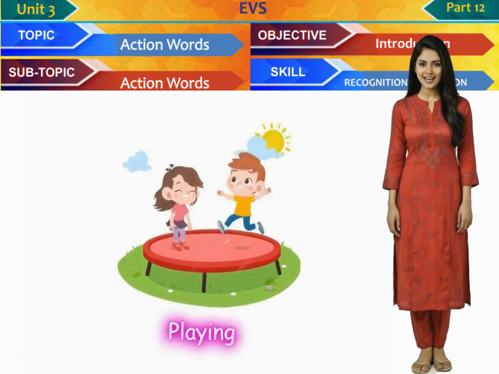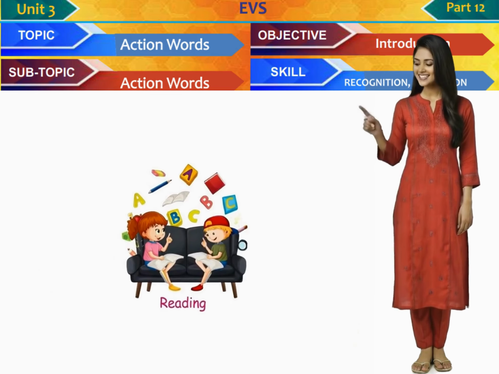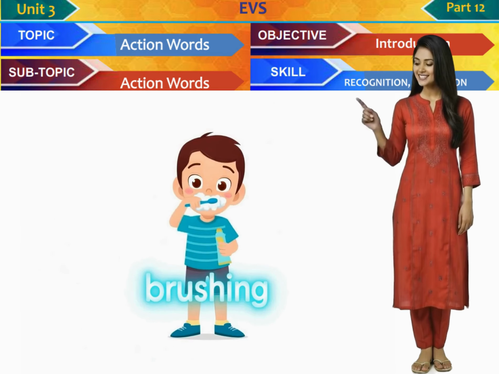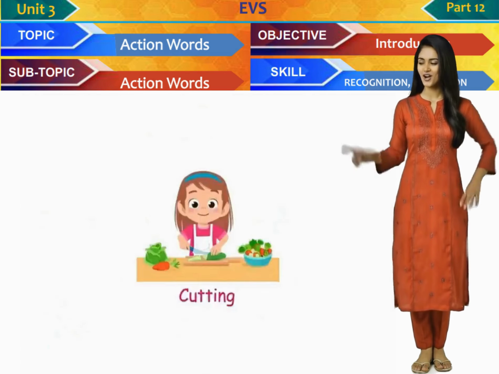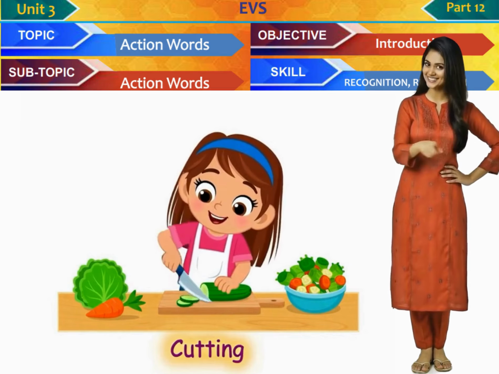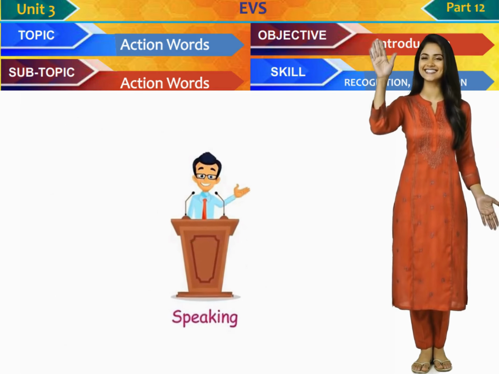Look, the boy is playing. Some children are watching TV. That girl is skipping rope. See there, they are reading books. This boy is brushing his teeth. That girl is cleaning the mirror. Look here, she's cutting vegetables. That boy is mopping the floor. And he's speaking on the stage.